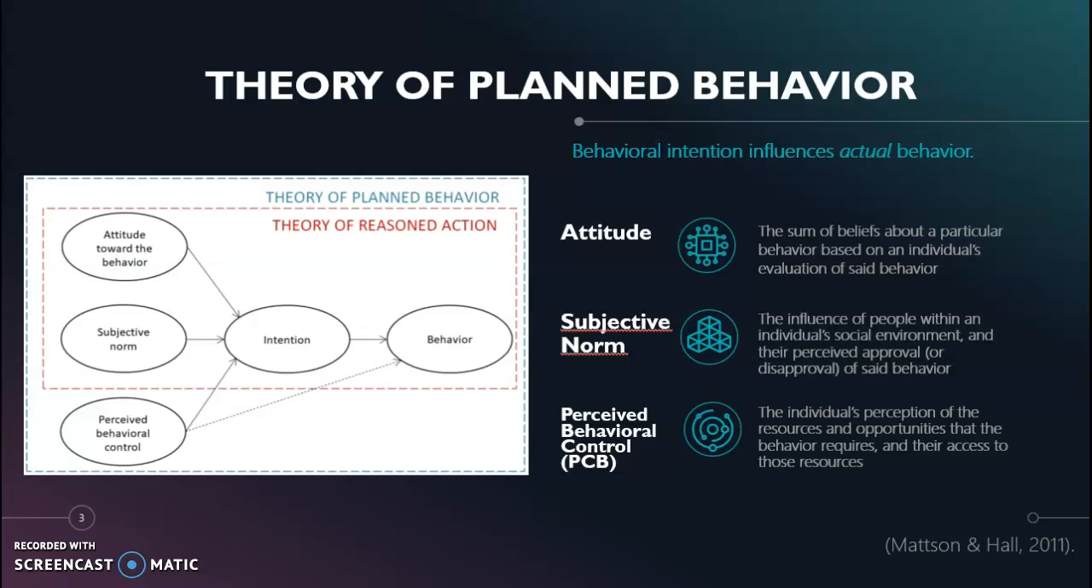In this case, the person has the perception that they have all the resources they need in order to start successfully running. Because all three of these components align positively with the exercise behavior of running, this person is likely to develop a positive behavioral intention toward running, and therefore, this person is more likely to begin running on a regular basis. And this is how the theory of planned behavior essentially works.